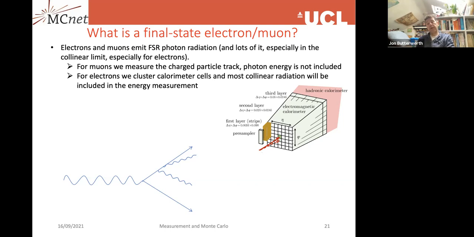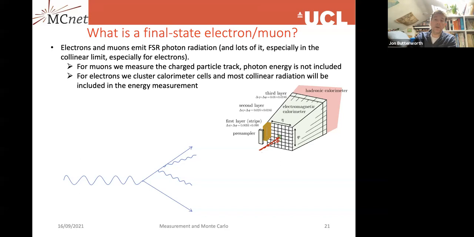For electrons, we would typically cluster the calorimeter cells together. So although it will leave a track, we usually don't use that. Part of the reason for that is that the electron will also interact with the material and radiate too. But typically we will measure the energy by looking at the calorimeter cells and the electromagnetic energy deposit in the calorimeter.